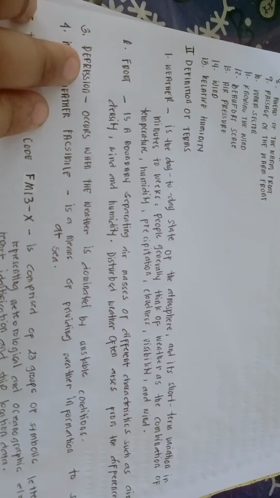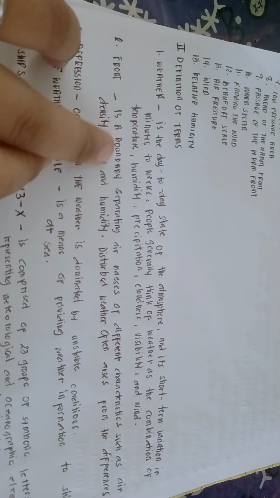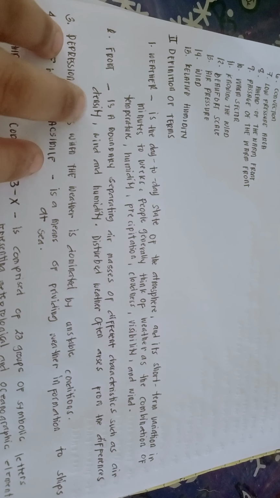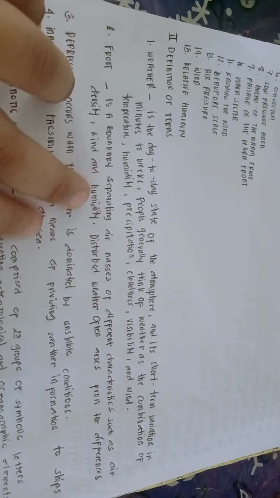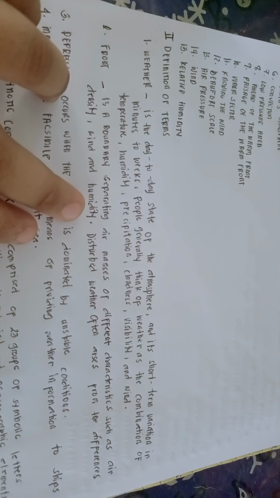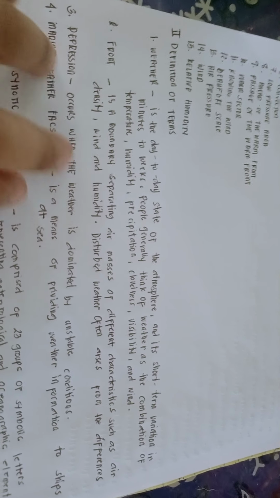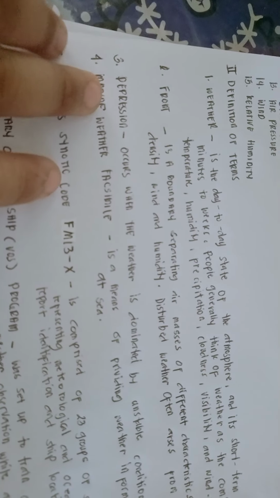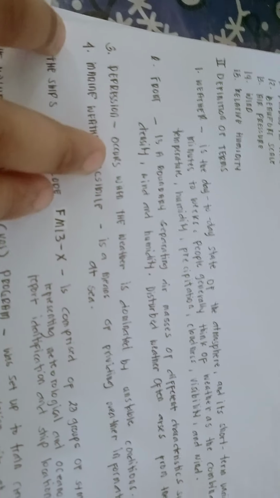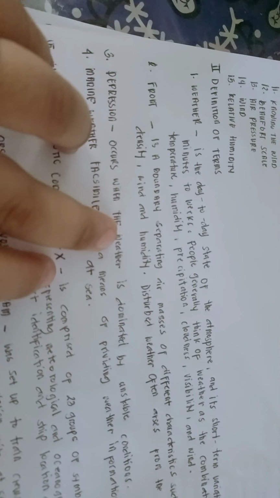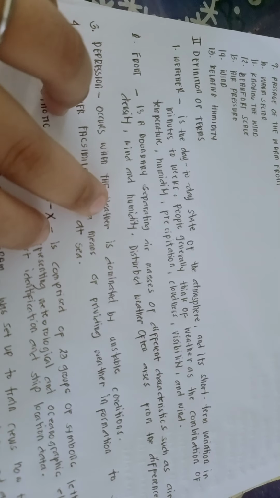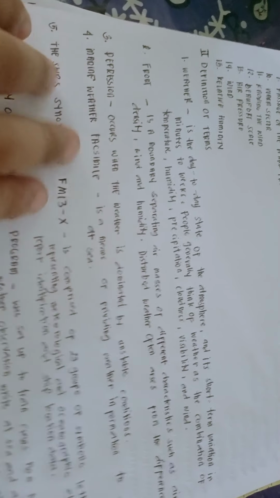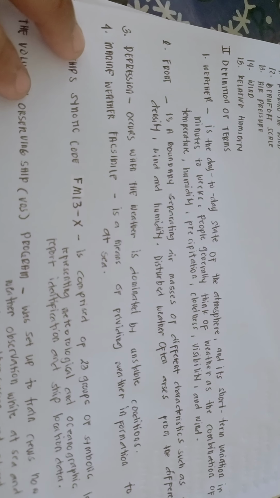In number 2, front. A front is the boundary separating air masses of different characteristics such as air density, wind, and humidity. Disturbed weather often arises from the difference. Number 3, depression. Depression occurs when the weather is dominated by unsettled conditions.